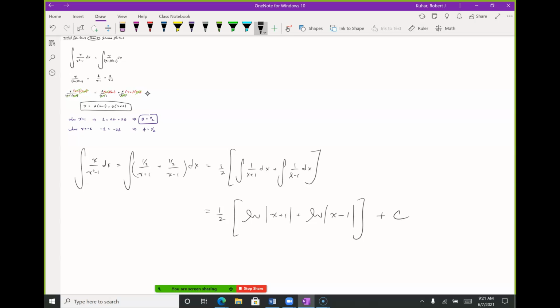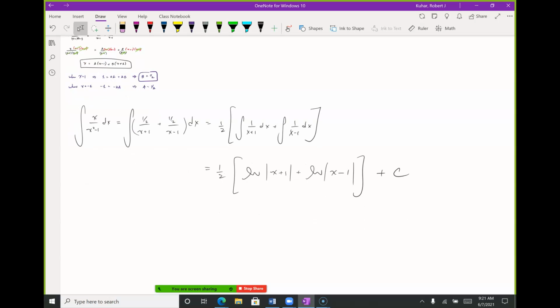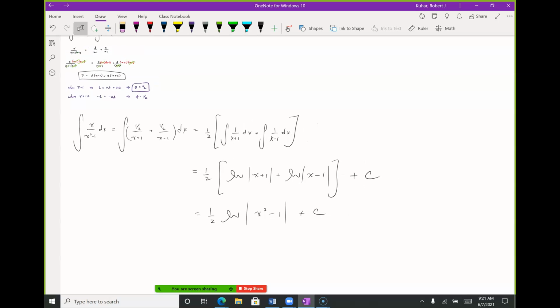and I certainly can make this look a little bit nicer, right? When I'm adding two logs, I can multiply the arguments, right? So this is 1 half of the ln of absolute value of x squared minus 1. I could certainly put that 1 half in as a power, but I'd have to keep the absolute value, so I think this is my answer right here.